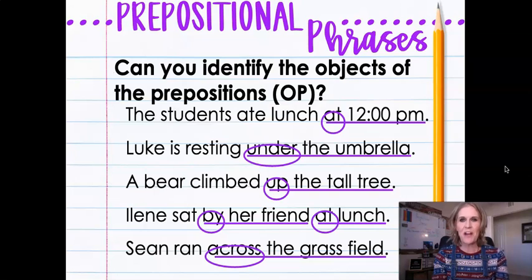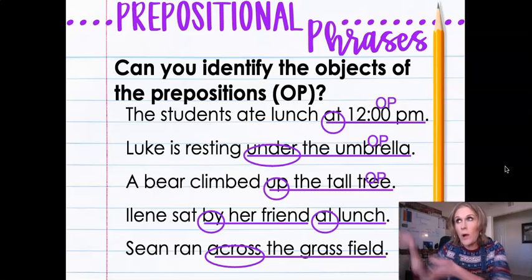Can you identify the objects of the preposition? Yeah, because we were just talking about them, right? So let's look at that first one again. At what? At 12 p.m. 12 p.m. is the object of the preposition. Under what? Under the umbrella. Umbrella is the object that under is referring to. Up the tall tree. Tree is what up is referring to. Up what? The tree.